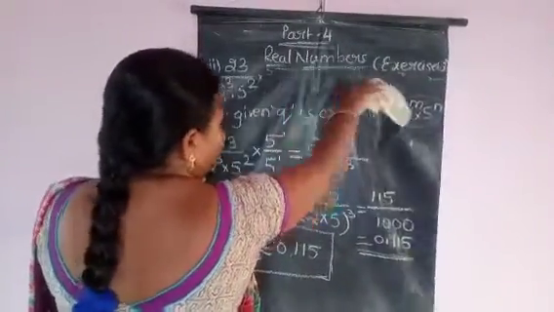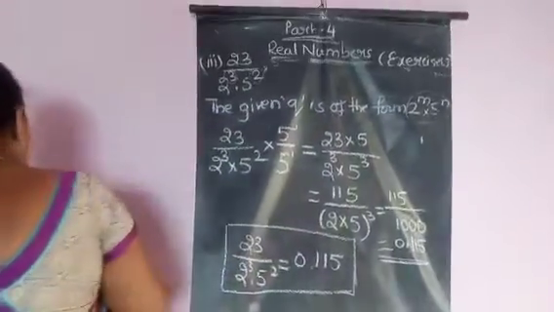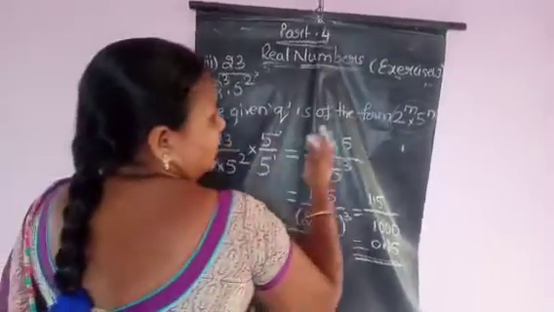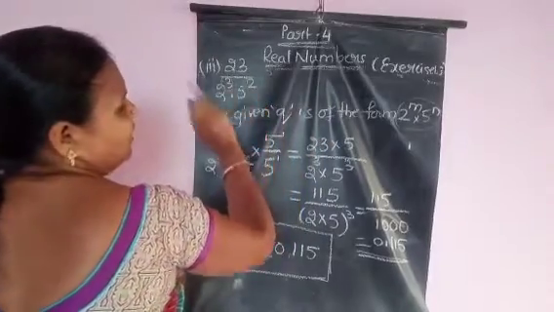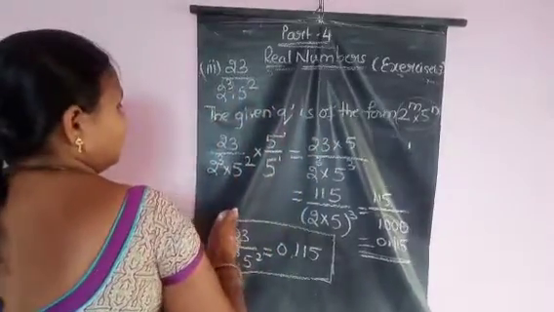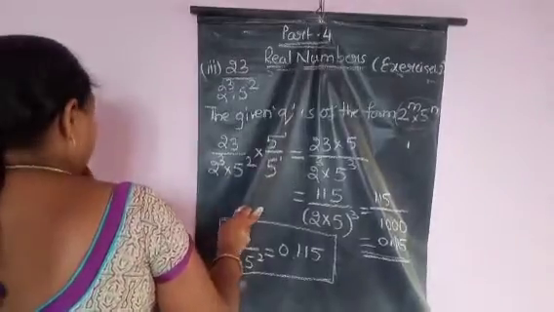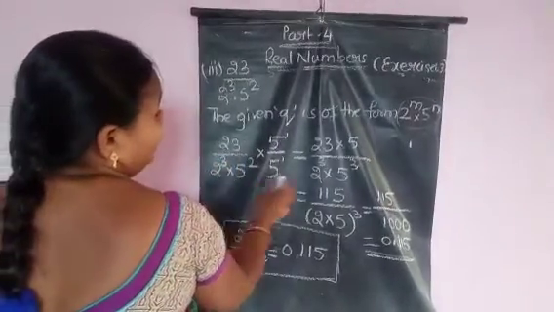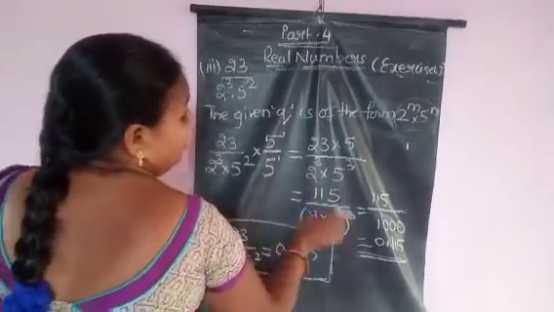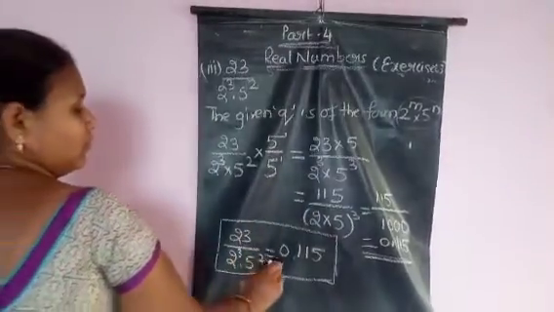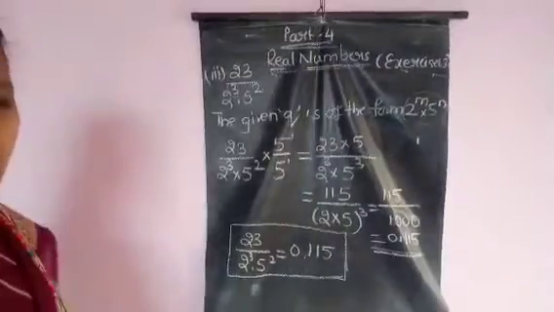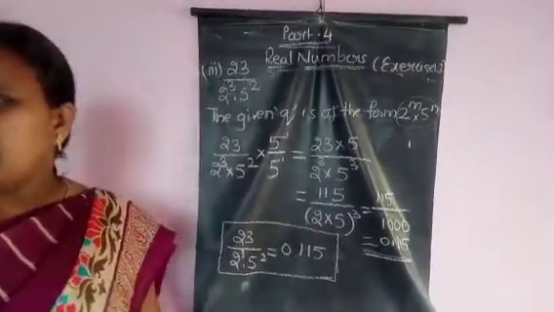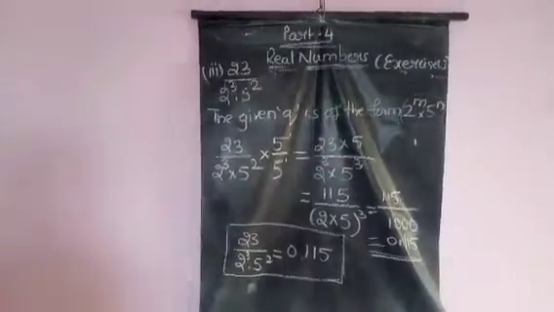First check the denominator, and by multiplying the denominator by the equivalent number, we can change the denominator to 10 to the power of something. Then we can write this in the form of a decimal. Okay, please copy this.